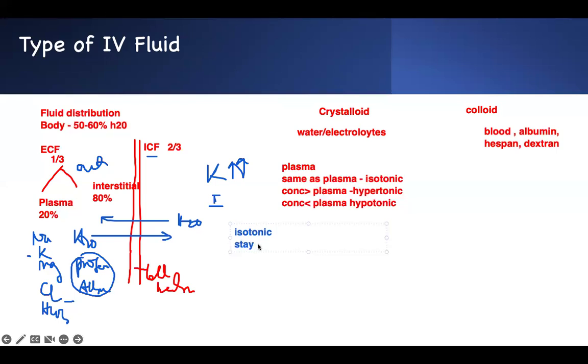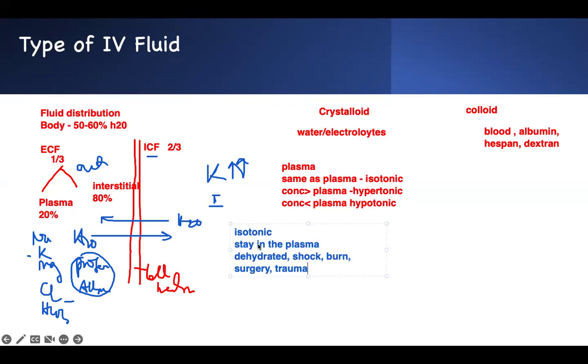It stays in the plasma. So we use it specifically if you're dehydrated. Dehydration is very common. If you have shock, we can use this fluid for that. If you have a burn injury, this is the specific fluid that we can use. If you have surgery or trauma, because we want to replace the extracellular fluid concentration. So these are the fluids that we use.